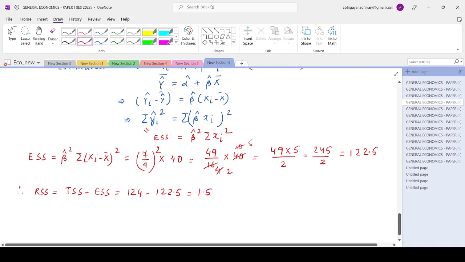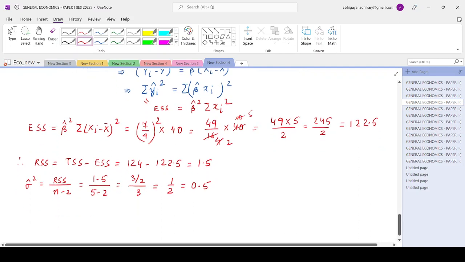Therefore, what is sigma hat square? It is RSS by n minus 2. So RSS is 1.5, n minus 2 is 5 minus 2, so 1.5 divided by 3, which is 3 by 2 by 3, basically turning out to be half, 0.5. So now we can understand how this is obtained. Having obtained sigma hat square, now the standard error of beta hat can be easily obtained.